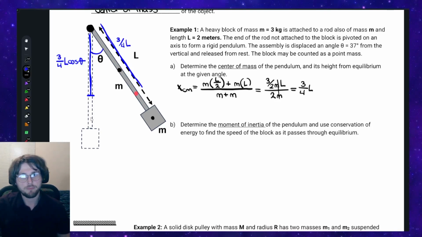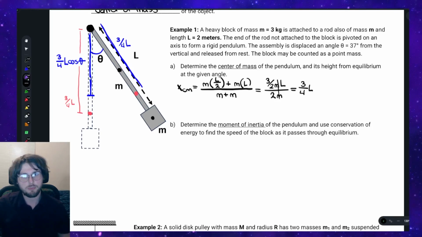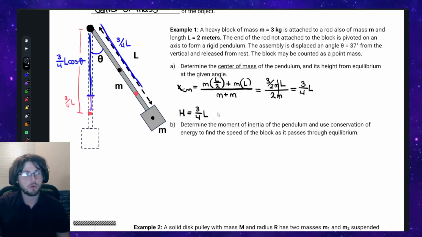Now, at that point, if we take the original position of the center of mass, which let's just say is right here, then this distance right here all the way down is also 3/4 L. And so if we find the difference between those two distances, the 3/4 L and the 3/4 L cosine theta, what we're left with is this distance right here, which if you notice is the exact amount of distance that the center of mass gained from start to finish. So in order to figure out the height, I'm going to call that capital H, it's going to be 3/4 L minus 3/4 L times cosine theta.